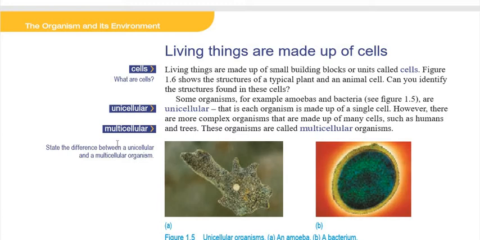So some examples of unicellular organisms are amoeba and bacteria. So those are examples of unicellular. And multicellular, we have human, tree, dogs, cat. There are a lot of multicellular organisms. Those are the more complex organisms.